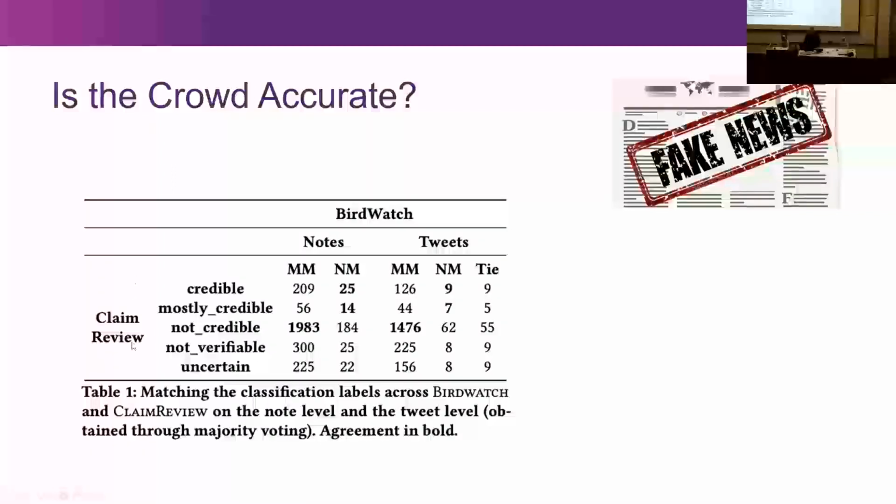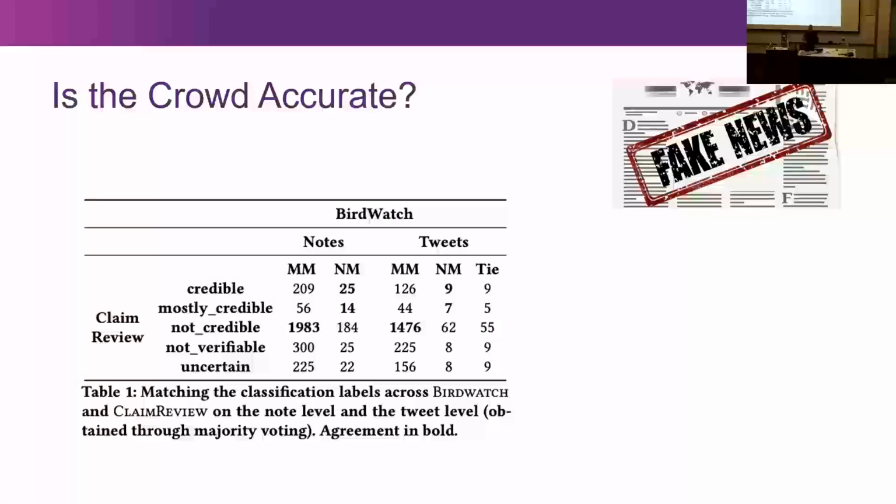On the rows, you have the experts, on the columns, the crowd. And you see that in many cases, the experts said that something is fake news, and also the crowd says it's fake news across a number of dimensions and so on. What is bold is the correct, which is the big number, and what is not bold are the mistakes, where the crowd does not agree with the experts.